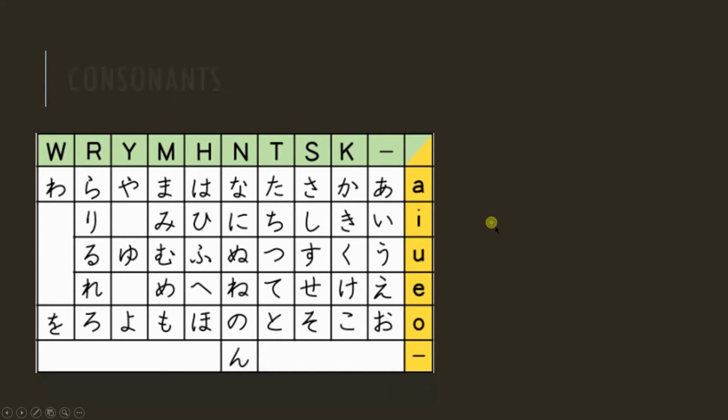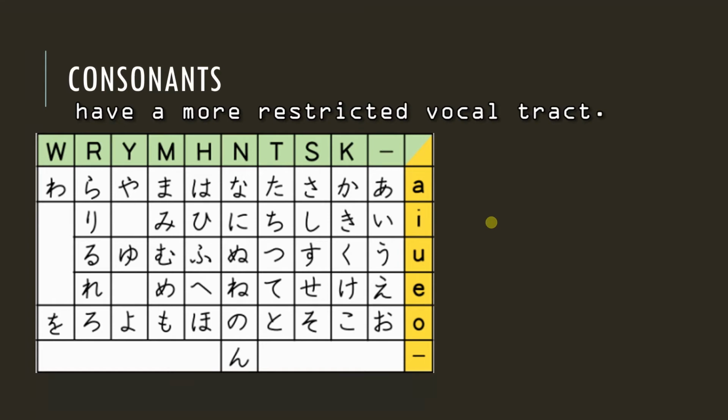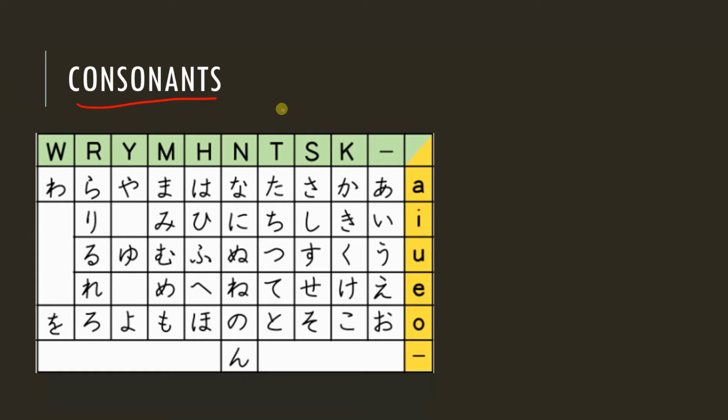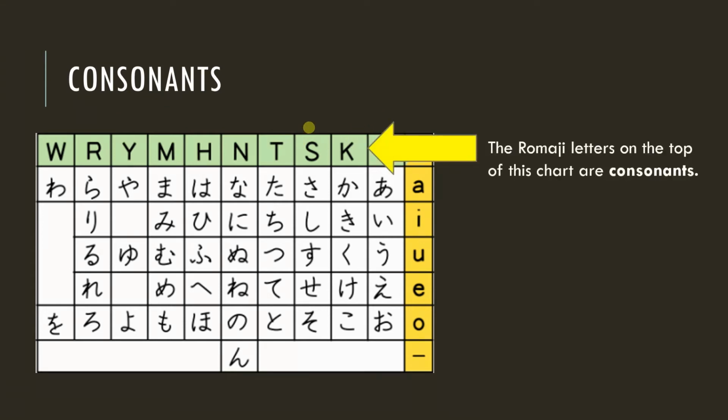Alright, so let's talk about consonants now. Consonants, unlike vowels, have a more restricted vocal tract. Now, what does that mean? Well, basically, consonants are all sounds where you use different parts of your mouth, like your tongue or your teeth or your lips, to block the air coming out of your mouth when you speak. And when you do that, you get to make all of these kinds of sounds.